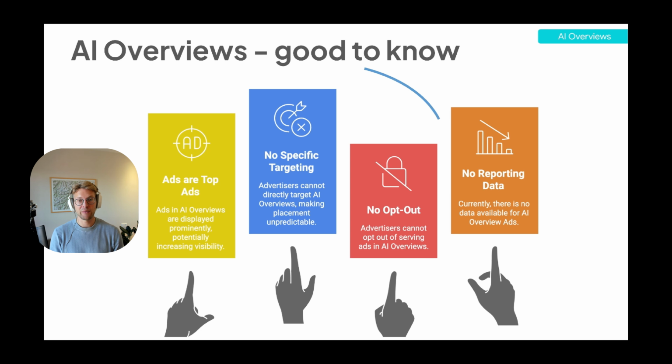There might also be an opt-in, opt-out in the future. I would not dislike that. And there is also right now, unfortunately, no reporting data. You cannot know how your ads in overviews are performing compared to your ads in normal search. So yeah, there's no data available for any of the AI overviews, which is a pity. But I also think in 2026, probably Q3, Q4, Google might do something about it.